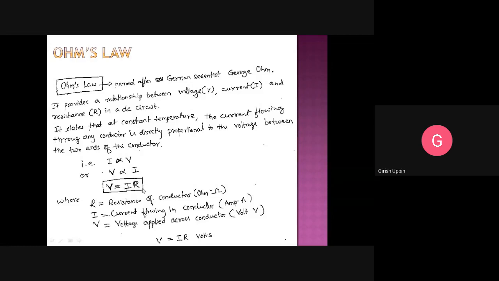So R is the constant, which is nothing but the resistance. The relation between the voltage applied across a conductor, the amount of current flowing through that conductor, and the resistance of that conductor is given by V is equal to IR. V is the voltage across the conductor, I is the current flowing in the conductor, and R is the resistance of the conductor.